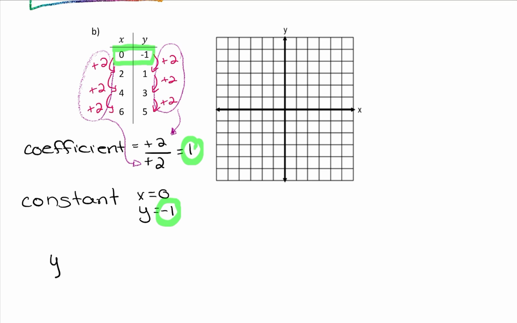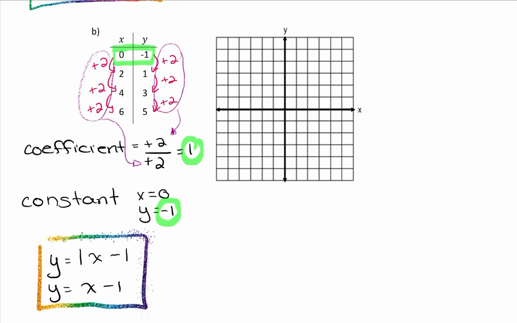So remember, y equals your coefficient first, so 1x, plus your constant. If your constant's a negative, you could just subtract it. So y equals 1x minus 1. Your other option, you don't need the 1 in front of the x. You could just write x minus 1. Both of these are acceptable. Okay?